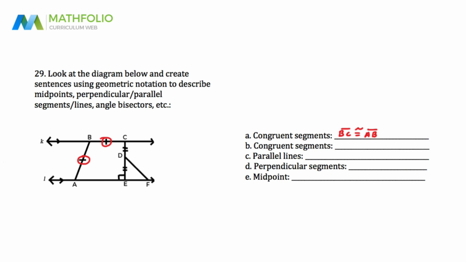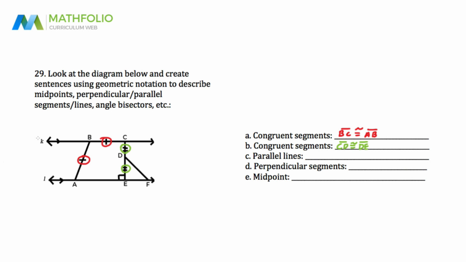statement. Next it wants another congruent segment. So I see these two. I see that CD is congruent to DE. And again, you could switch these letters around. That's not a big deal.